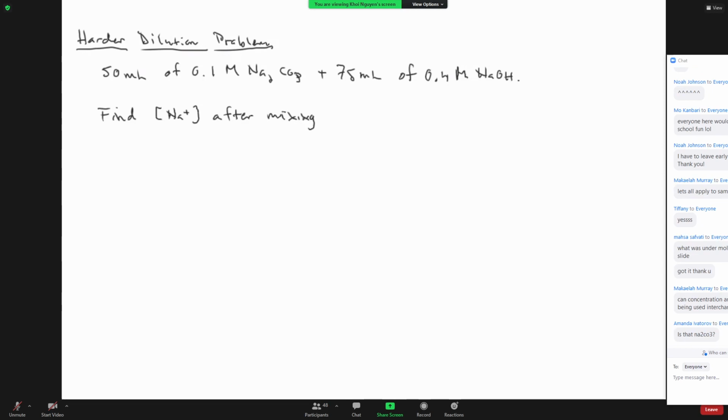Yes, Na2CO3. Can concentration and dilution be used interchangeably? Concentration just tells you how much moles per liter you have, and dilution is when you add solvent to that already concentrated sample.